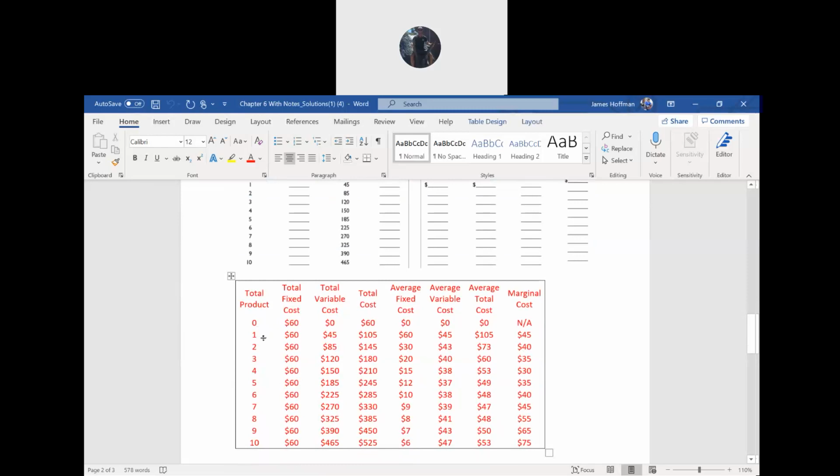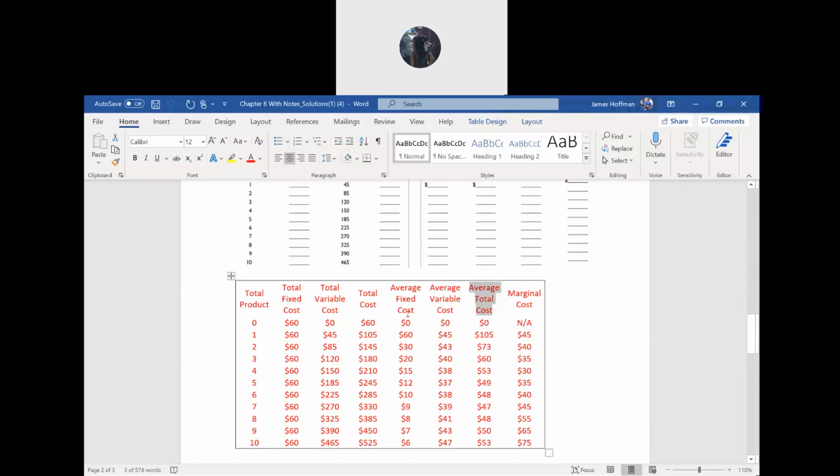Okay, so the total product goes from 0 to 10. Fixed cost is always 60, right? No matter how much product we produce. Total variable cost was given, but it depends on how much product is produced. Total cost is just this plus this. Average fixed cost is just take the total fixed cost and divide it by output, total product. Average variable cost, take the total variable cost and divide that by output, Q.